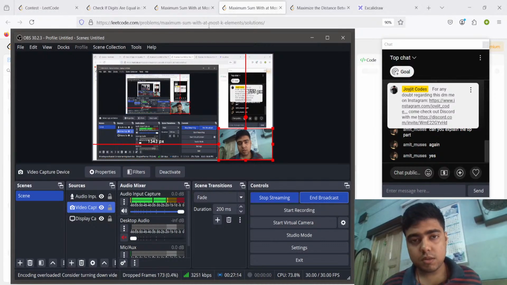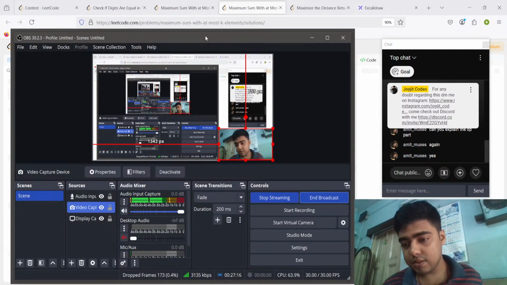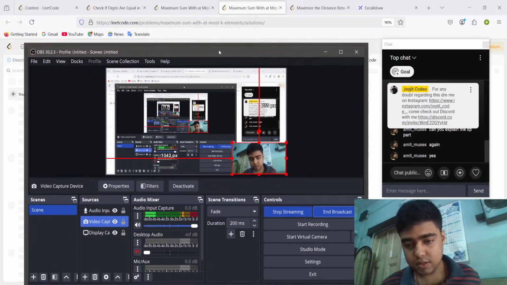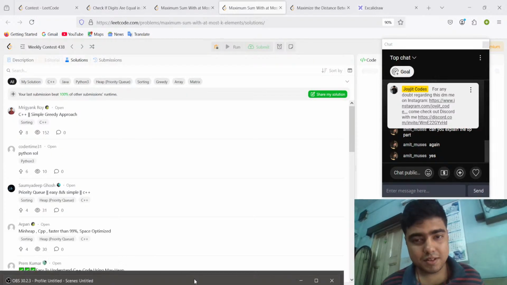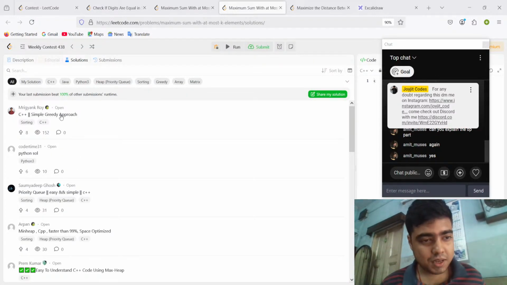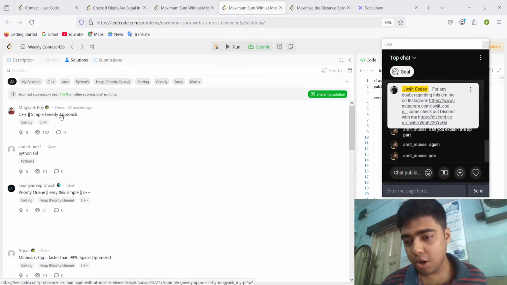Okay. So there was some issue with my FPS, I guess, right? For a few seconds I must be lagging. Okay, I am again lagging. I don't know. Some problem is there with my RAM, I guess.